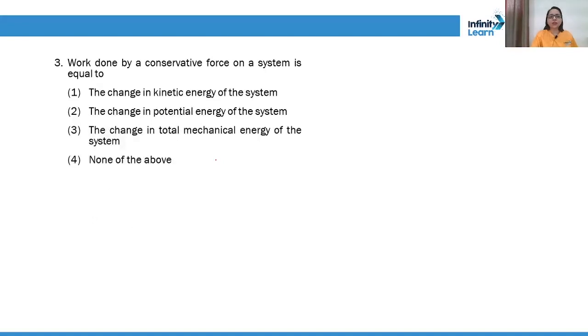Question number 3. Work done by a conservative force on a system is equal to. So work done by conservative force is minus of change in potential energy of the system. So correct answer is option 2.